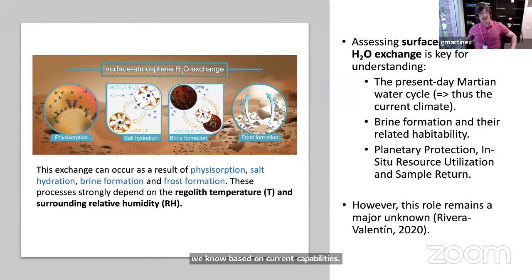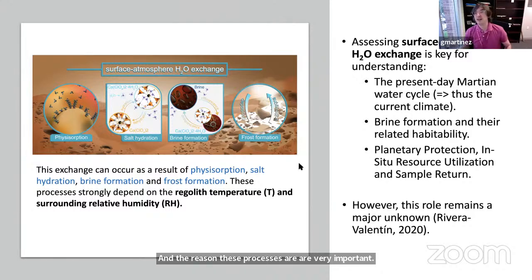So moving to the next slide, here on the left, what I'm showing is that water vapor exchange between the surface and the atmosphere can take place as a result of physisorption, also called adsorption, desorption, salt hydration, also called chemisorption, brine formation, and frost formation. So these processes strongly depend on the regolith temperature and the surrounding relative humidity.